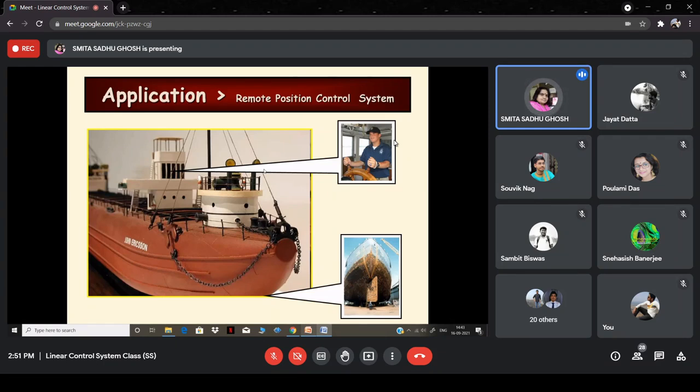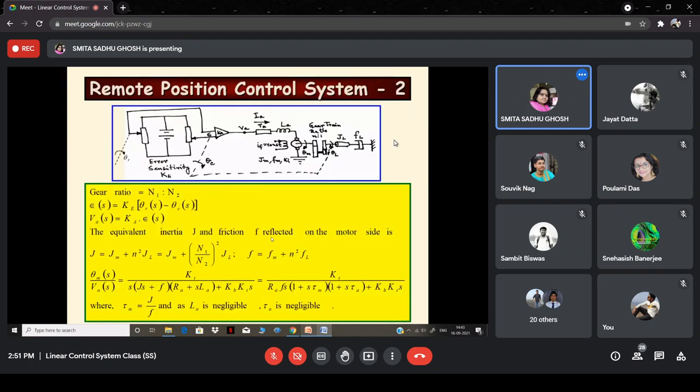Alternatively, the dish may not be placed on the ship, but on the top of a hill, and at the foot of the hill you have the control room. The person who is putting in the command signal will be sitting somewhere else at a remote location, putting in the command such that the dish is pointing towards the target. So as far as application is concerned, a remote position control system will be used in such applications.